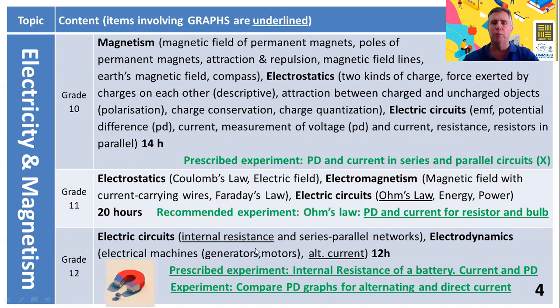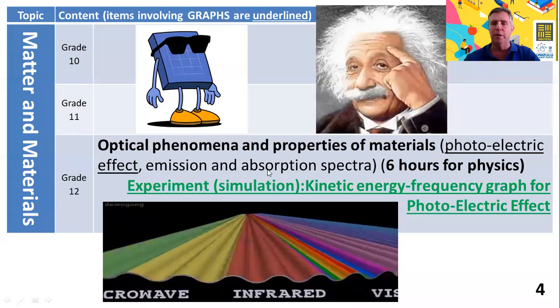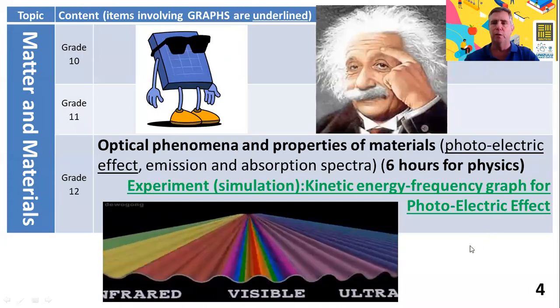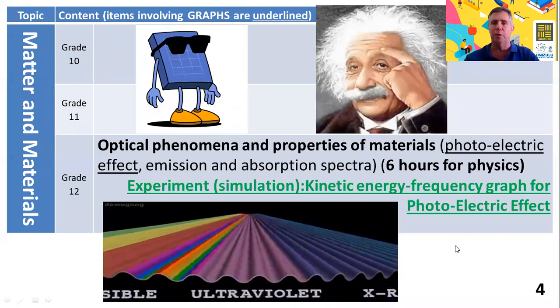And in grade 12, internal resistance is again the generation of a graph. Alternating current is represented by a sine graph as distinct from a straight line graph, and there's an experiment to compare potential difference graphs for alternating and direct current. Finally, matter and materials, the photoelectric effect. The experiment produces the kinetic energy frequency graph for the photoelectric effect. So there's lots on graphs in the syllabus.